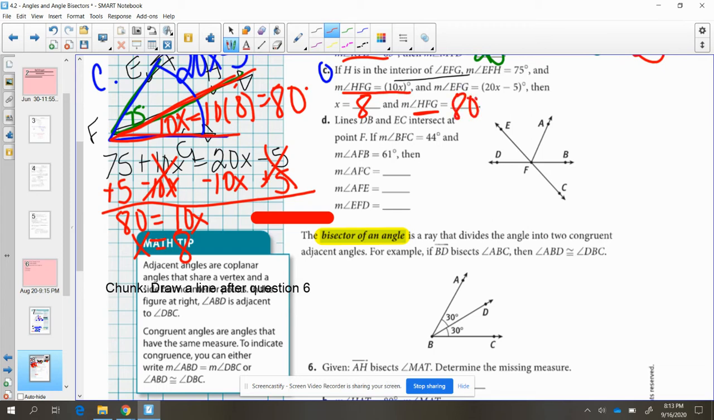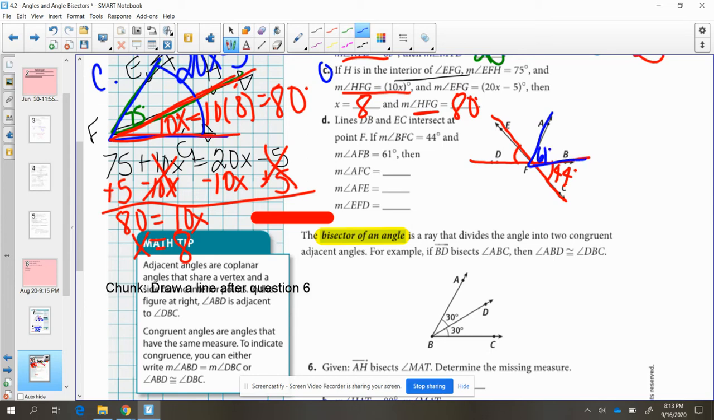Now, anytime they are giving us some angles in a picture, like we have in part D, they're first off telling us that we have two lines intersecting. So notice what we are doing here is creating some vertical angles. And they're also telling us one of those vertical angles is 44 degrees, and that this angle here, AFB, is 61 degrees.